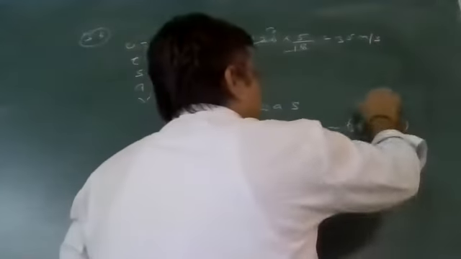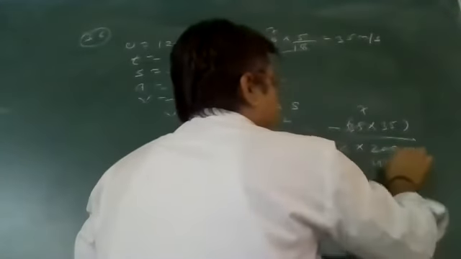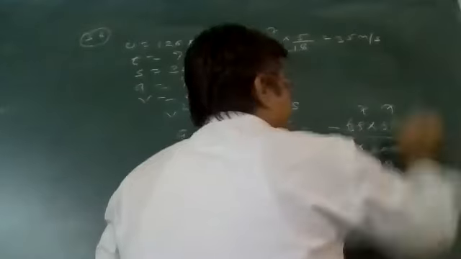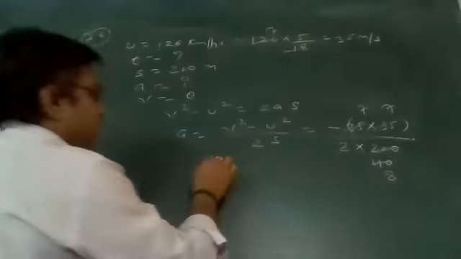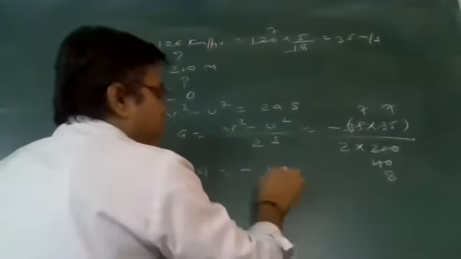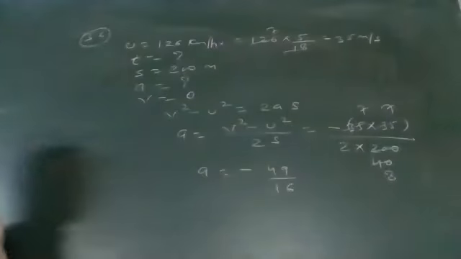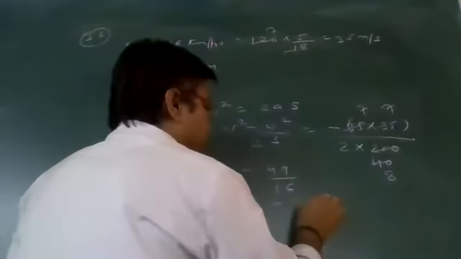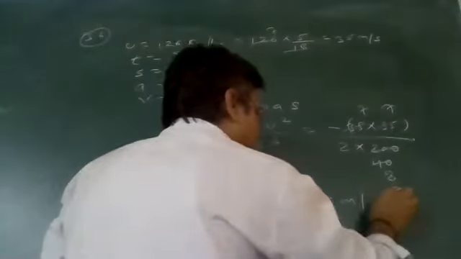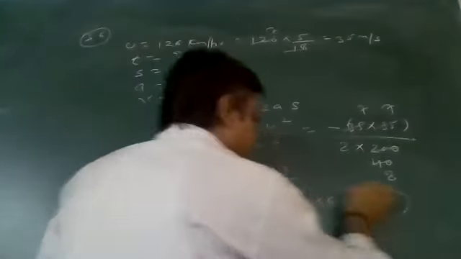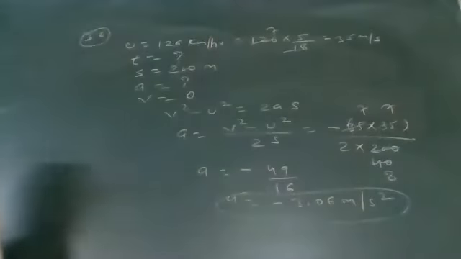Now you can divide it. 5 7 35. You will get here 40. So what you will get? Acceleration is minus 49 by 16. And what will be final answer? Minus 3.06 meter per second square. Take this sign. Sign is minus 3.06 meter per second square.